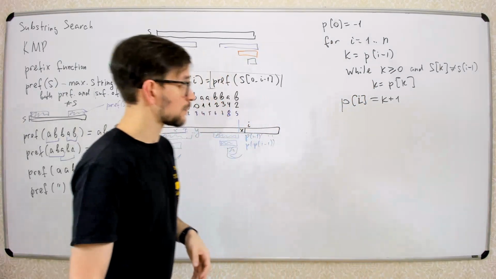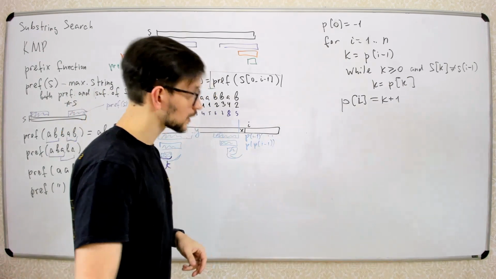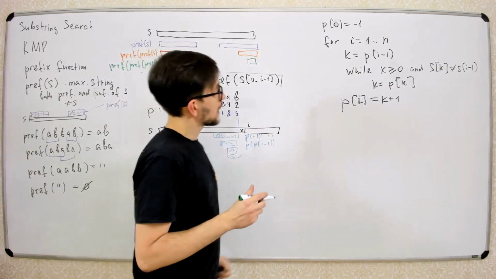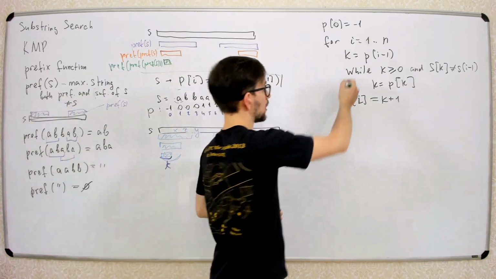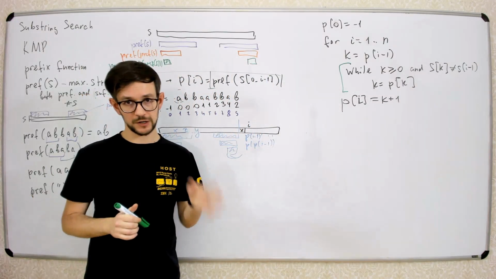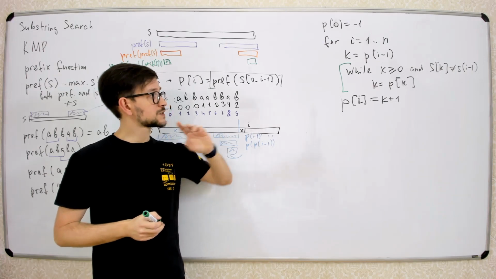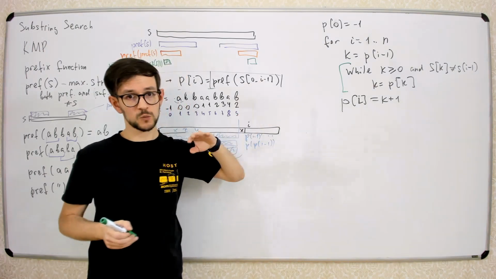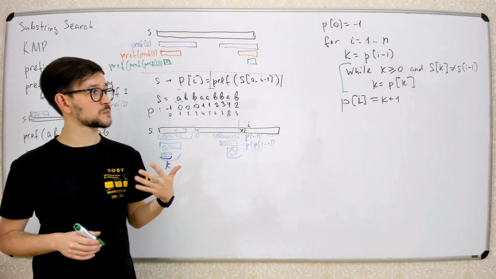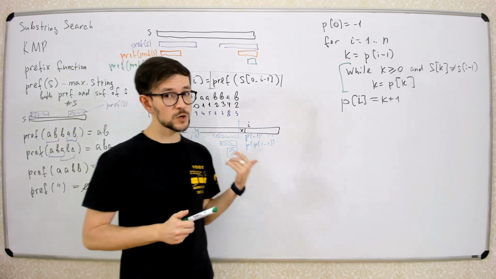Now, let's talk about time complexity. I claim the time complexity of this algorithm is linear. Let's prove this. Why is the time complexity linear? Well, everything here is linear except this while, quite obviously, right? So what we need to prove is that the total number of iterations of this loop is linear. How to prove that? Let's look at the variable k.